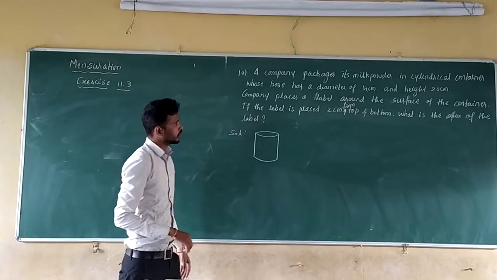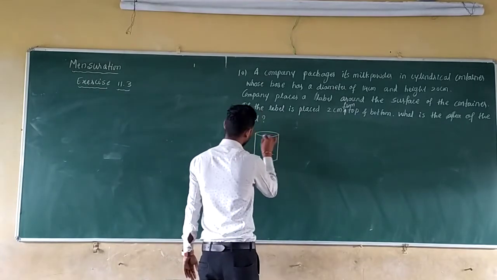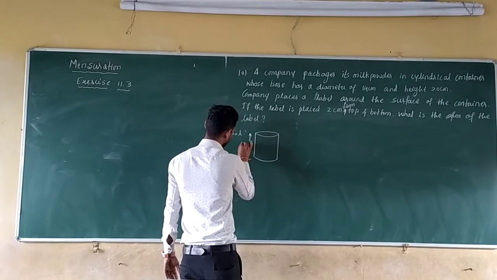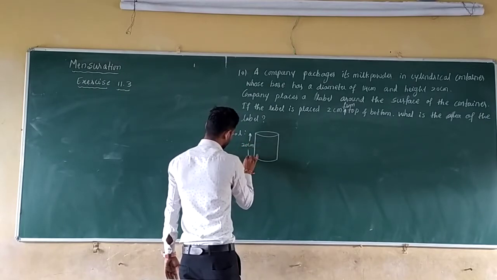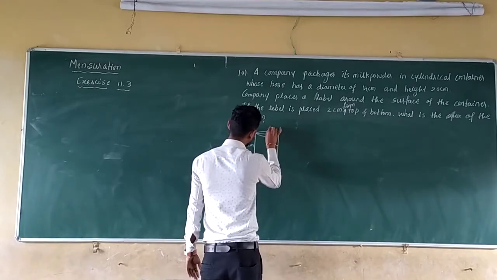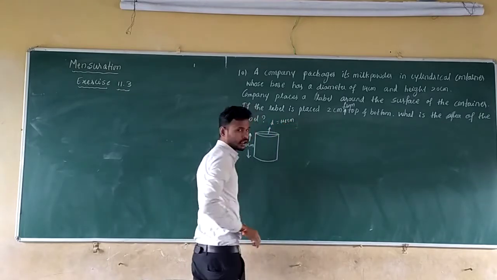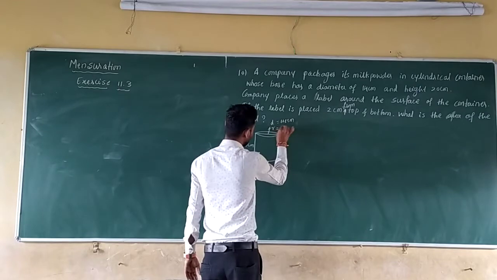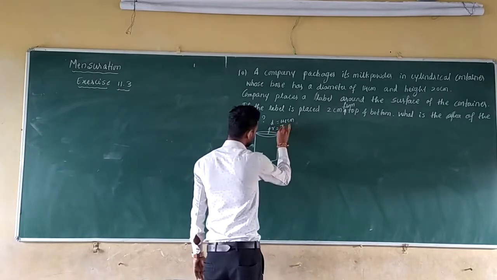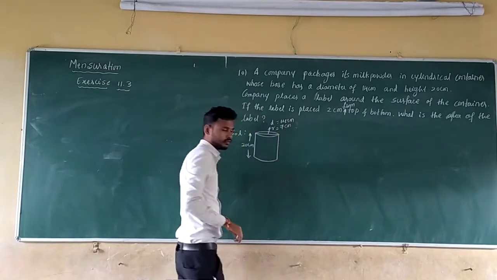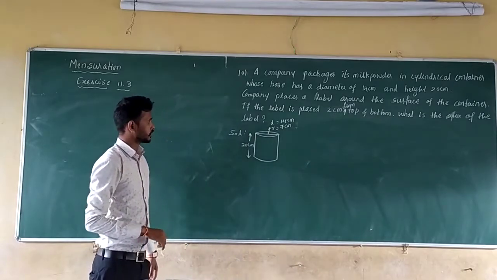It is of height 20 centimeter and diameter 14 centimeter. Then the radius will become how much? Diameter is 14, half of the diameter means 7 centimeter.